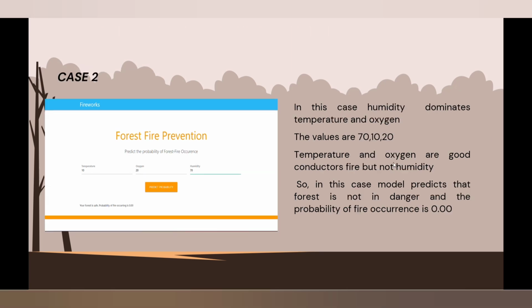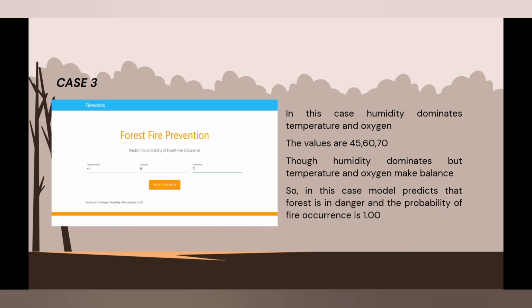And in this case, humidity dominates temperature and oxygen. The values are 10, 20, 70. Temperature and oxygen are good conductors of fire, but not humidity. So in this case, the model predicts that the forest is not in danger. In the next case, humidity dominates temperature and oxygen, with the values 45, 60, 70. Though humidity dominates, temperature and oxygen make a balance. So in this case, the model predicts that the forest is in danger. The probability of fire occurrence is 1.